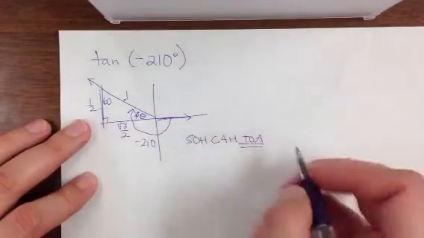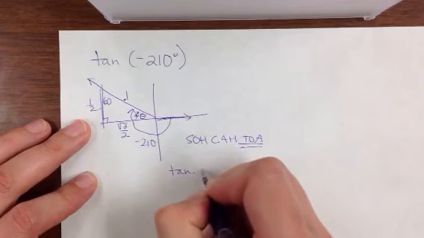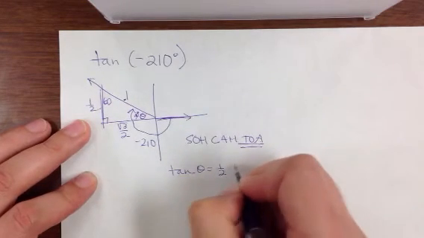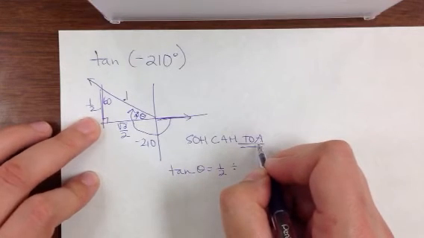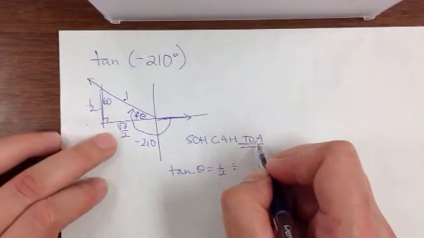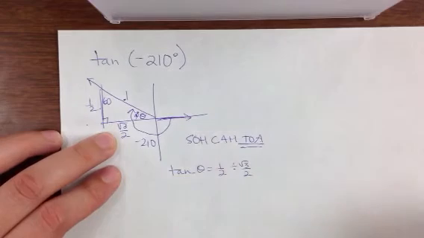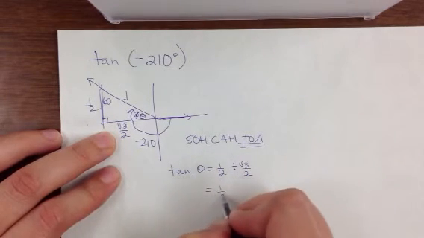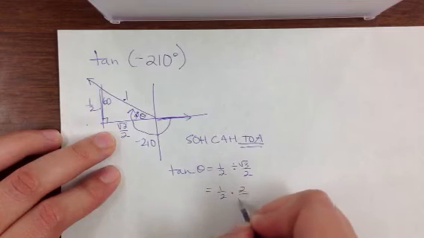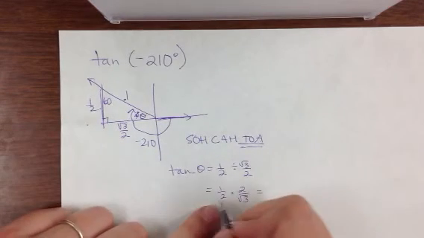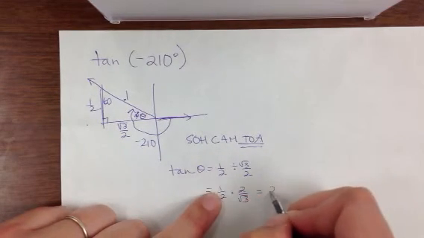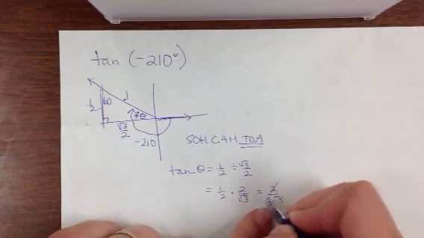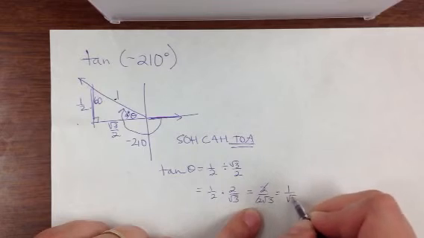So the tangent of this angle: opposite is 1/2, divided by adjacent, opposite over adjacent. Adjacent is square root of 3 over 2. But remember, when we divide fractions, I end up multiplying by the reciprocal. And when I do this, I get 1 times 2 is 2. 2 times square root of 3 is 2 square roots of 3. The 2's cancel and leave me with 1 over the square root of 3.